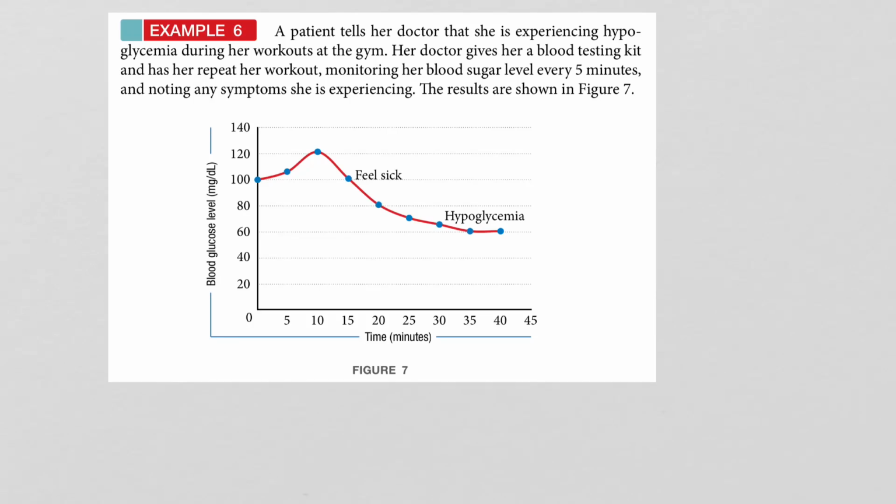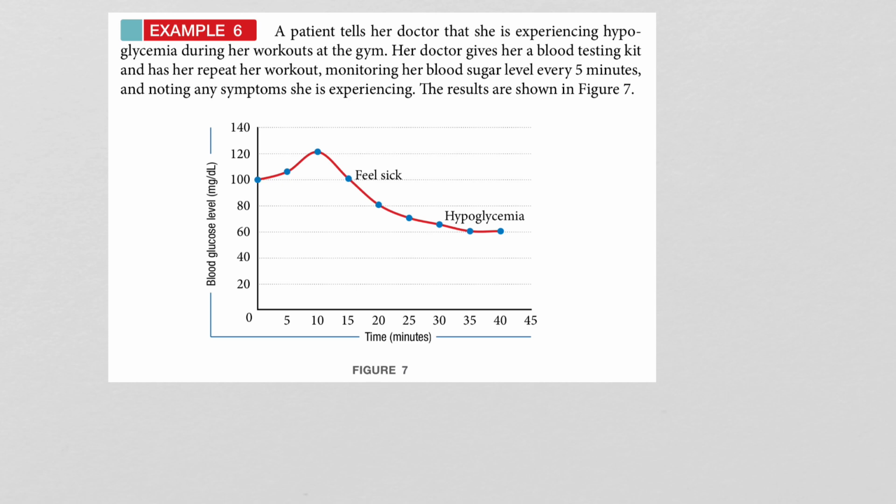In our next example, a patient tells her doctor that she is experiencing hypoglycemia during her workouts at the gym. Her doctor gives her a blood testing kit and has her repeat her workout, monitoring her blood sugar level every 5 minutes and noting any symptoms that she is experiencing. The results are shown here.